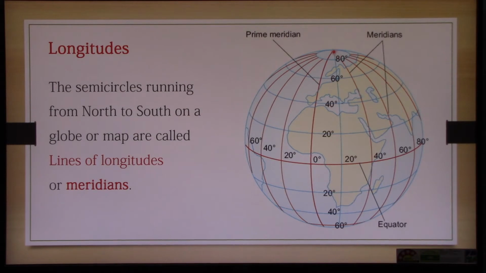Now look at this, children. Look at these red lines which are running from the north pole here to the south pole here. These are the meridians or the longitudes. See all these red lines: 0 degrees, 20 degrees, 40, 60. This is the western hemisphere, and this side, 20, 40, 60, 80 and so on, are the lines of longitude towards the eastern hemisphere.